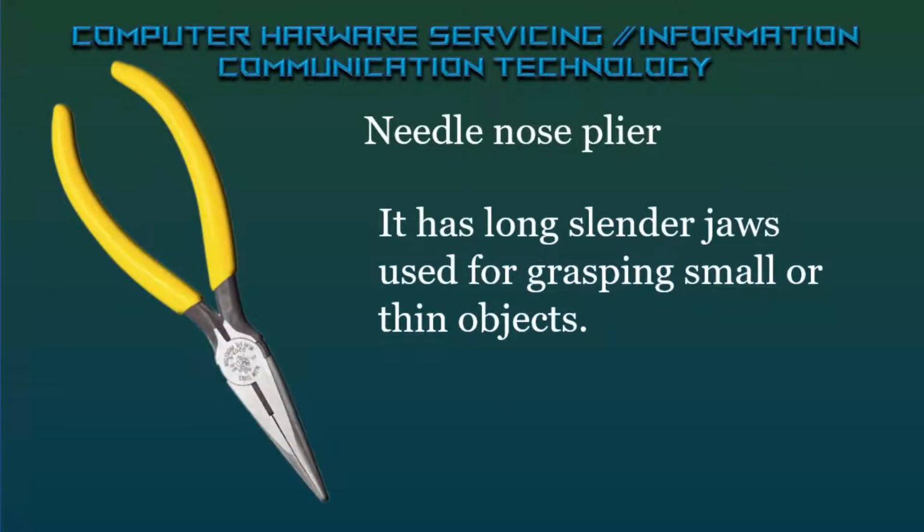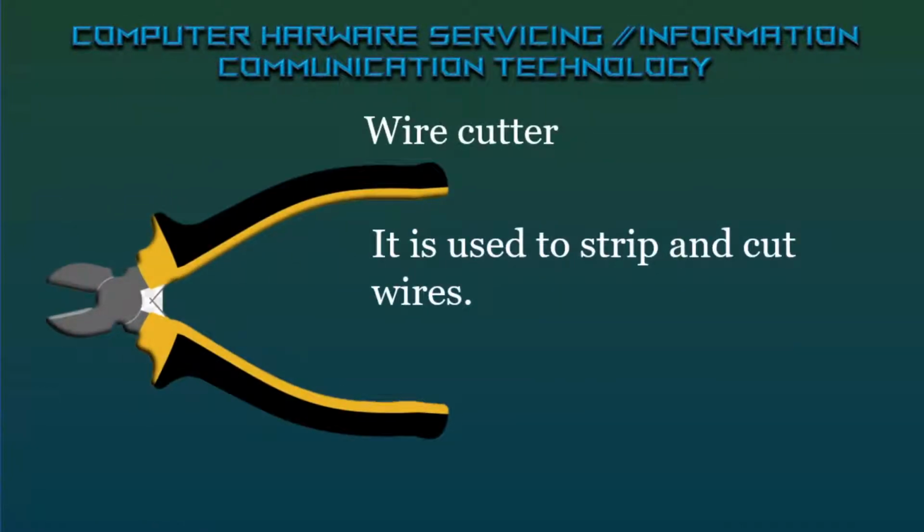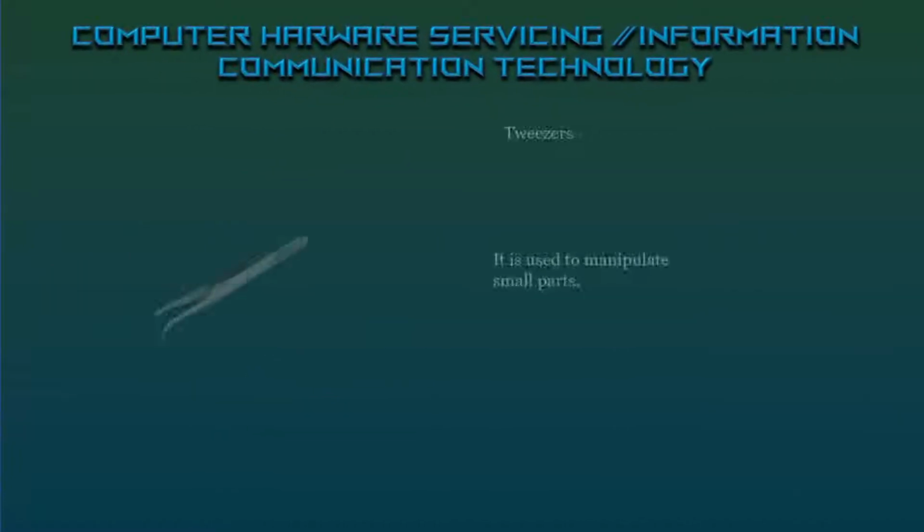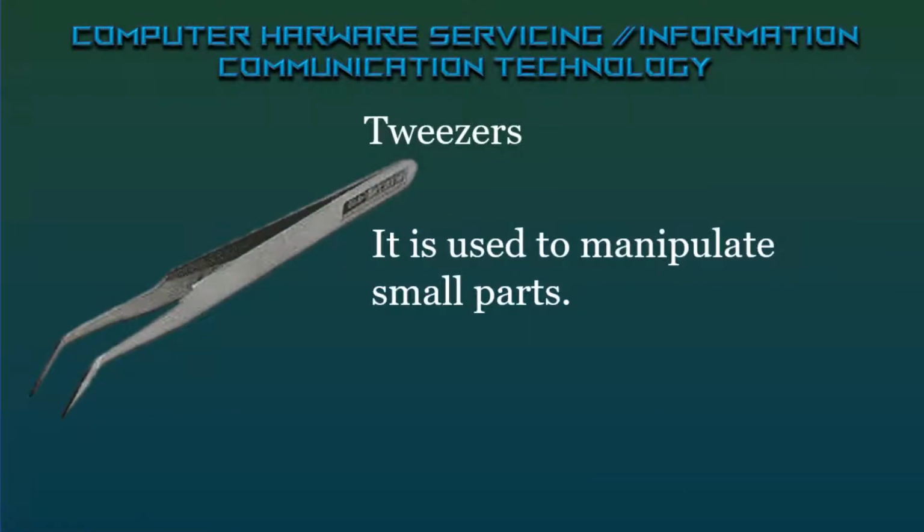Needle nose plier. It has long, slender jaws used for grasping small or thin objects. Next is the wire cutter. It is used to strip and cut wires. Tweezers. They are used to manipulate small parts.